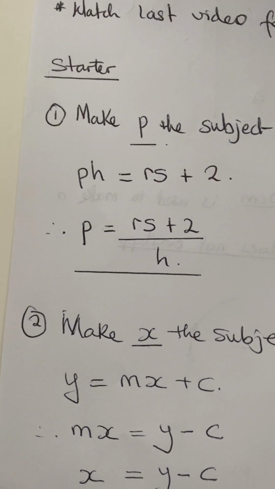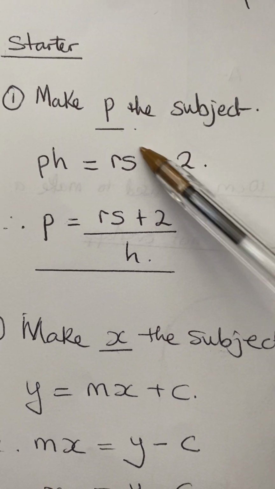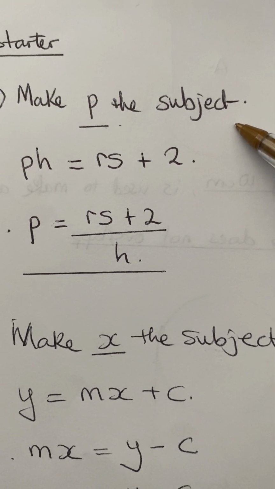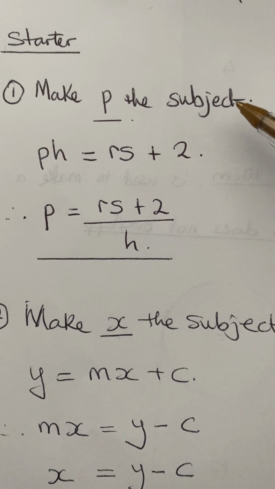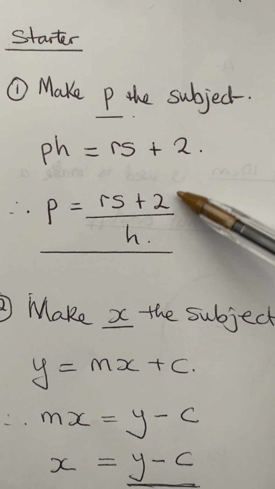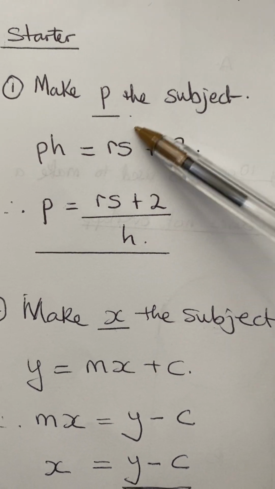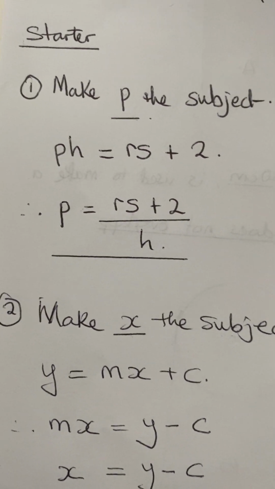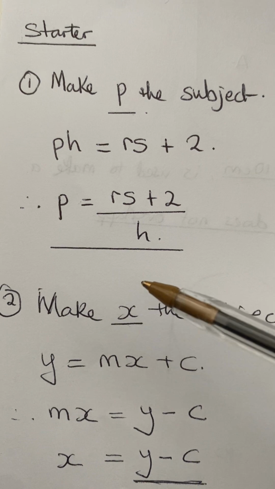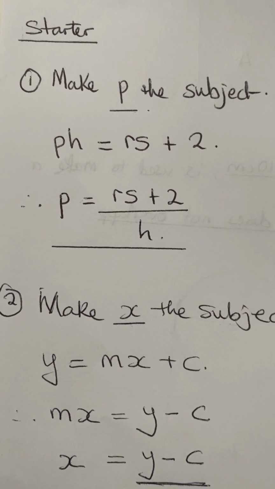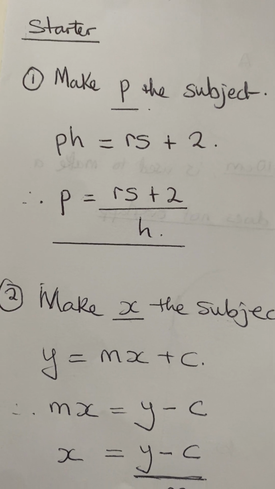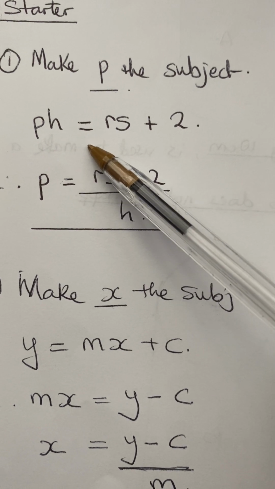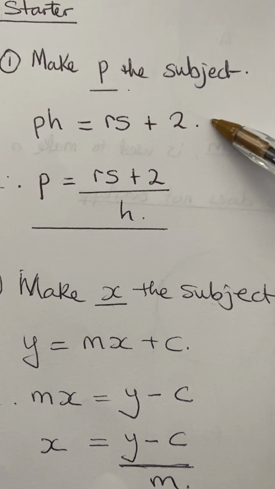Now I'll start out today. Make P the subject. We had a question where we had to make H the subject. So I thought I'll go back and show you: if they say make P the subject, your final equation should be P equals something. If they say make A the subject, your final equation should be A equals something. So look at the first one: PH equals RS plus 2.